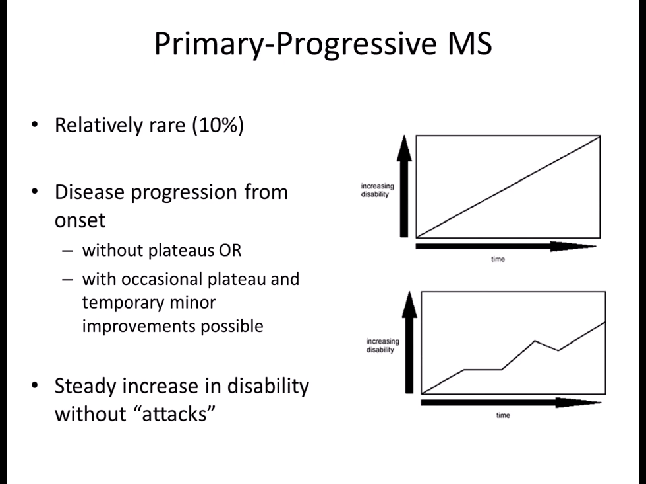You can see on the right-hand side of the slide, increasing disability on the Y-axis. The x-axis is time. And whether you look at the top or the bottom, I think you get the picture. Once they start having symptoms, they just keep getting worse and worse and worse. The disease progression just continues to progress without any remitting.